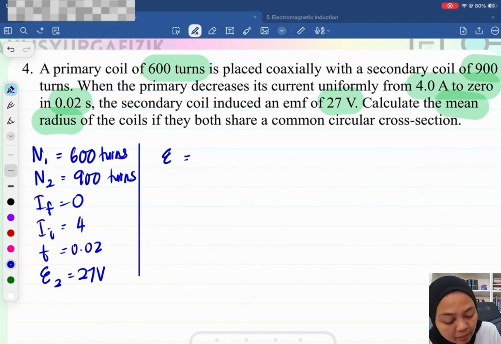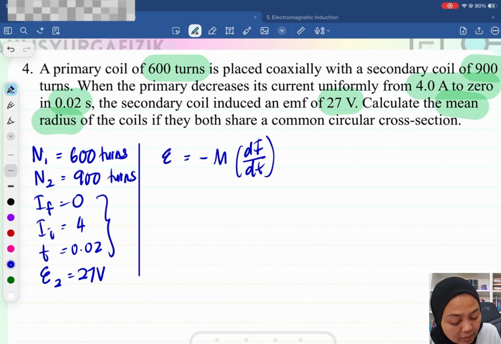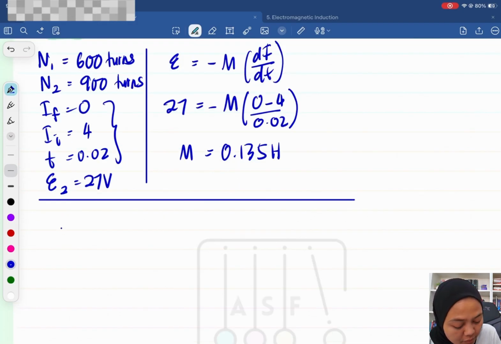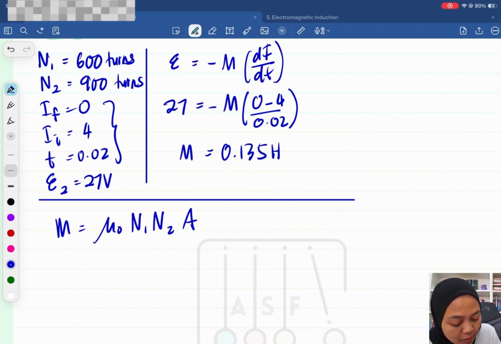First of all, I'm going to find the mutual inductance by using this equation, because I see that there's a change in current. So what I got is 0.135 Henry. Then I'm going to use this one to get our R, using M equals mu naught N1 N2 A over 2R.